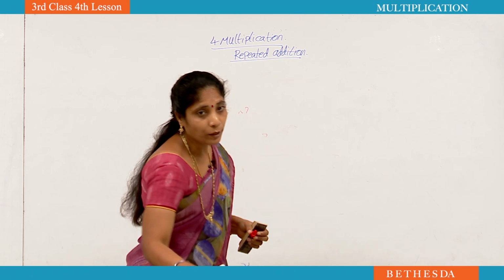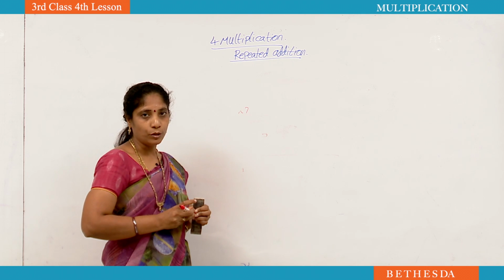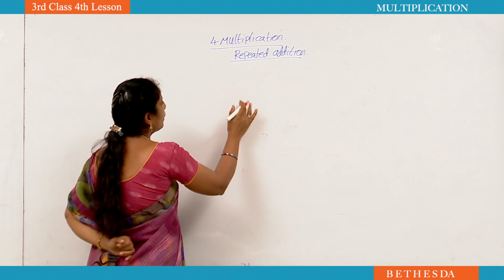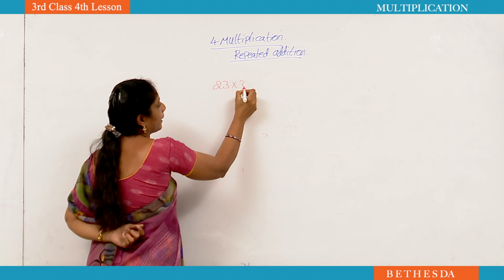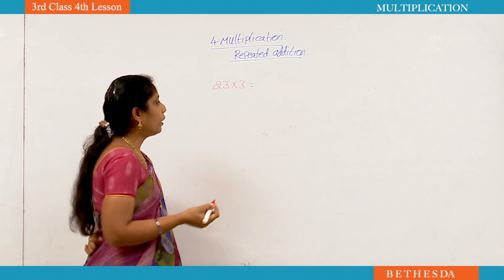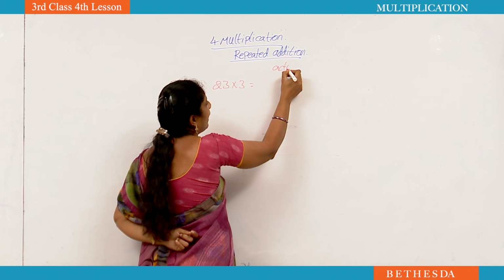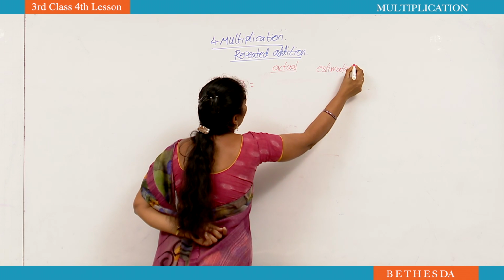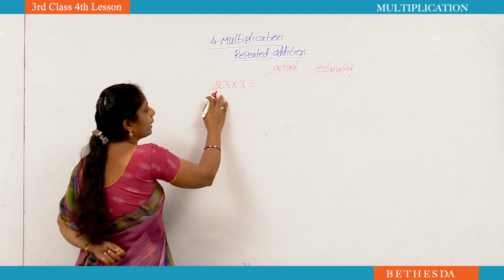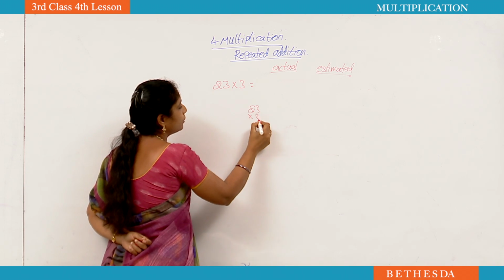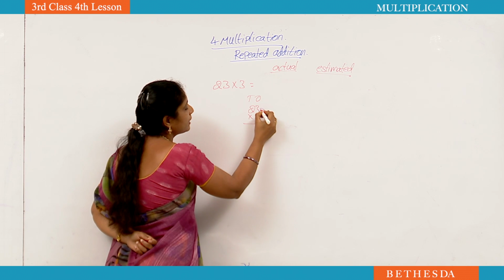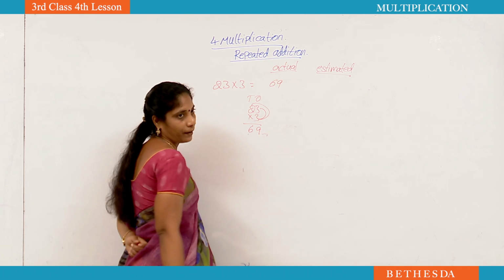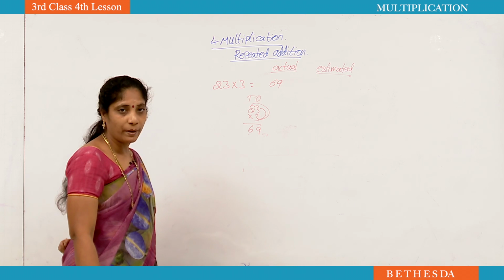Okay, now we are going to find the estimated values. In addition, we learned the estimated values. Now see here, 23 into 3. For this, we have to find the actual product and the estimated product also. See how to find the actual product and the estimated product. Actual product, we can do multiplication. 23 into 3. Ones, tens. 3 threes are 9. 2 threes are 6. The actual amount is 69.